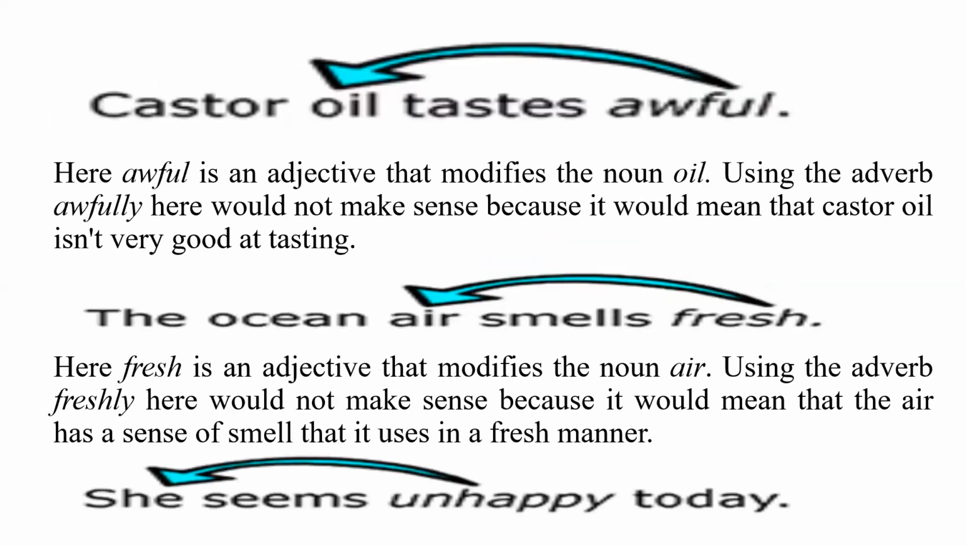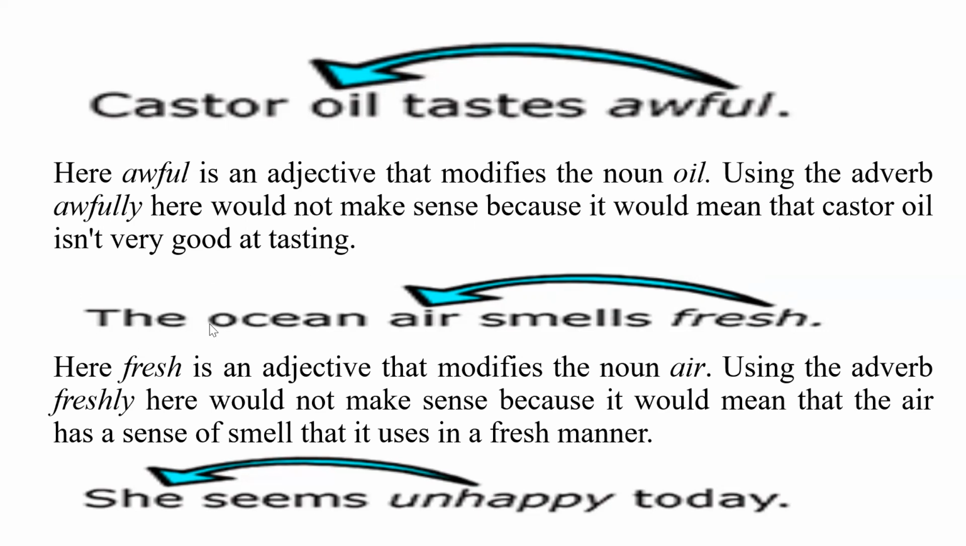Another example, castor oil tastes awful. Awful here is also an adjective. It is connected by the verb taste, which is also considered a linking verb. Here, awful is an adjective that modifies the noun oil. Using the adverb awfully here would not make sense because it would mean that castor oil isn't very good at tasting.